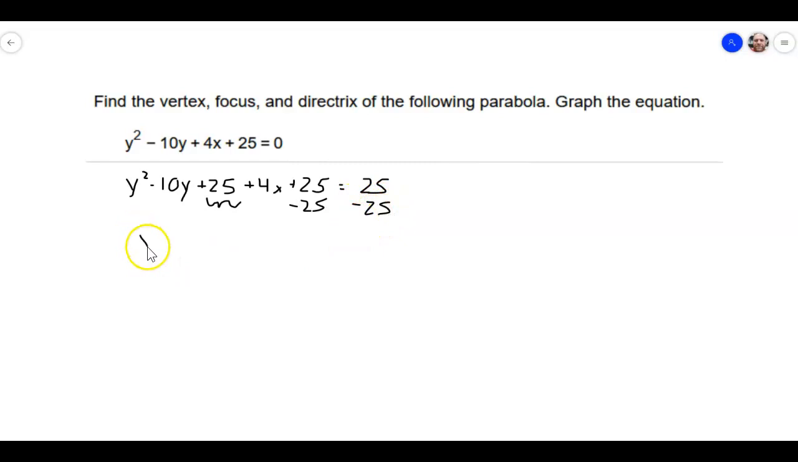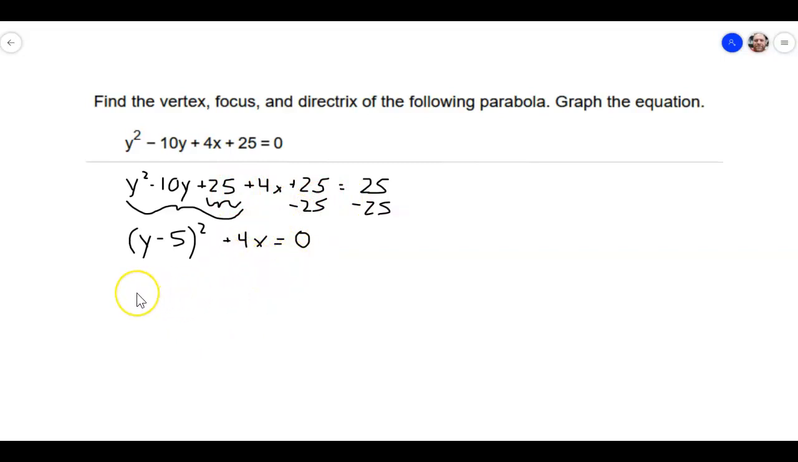And I'm going to get y. And this completes the square, so I can write that as the first number I got when I divided the negative 10 by 2, which is negative 5. So this is going to become y minus 5 quantity squared. That is this whole quadratic right there. And then I have the plus 4x is equal to 25 plus negative 25 is 0. I didn't have to go through all that. I could have just used the 25, but I just want to show you.